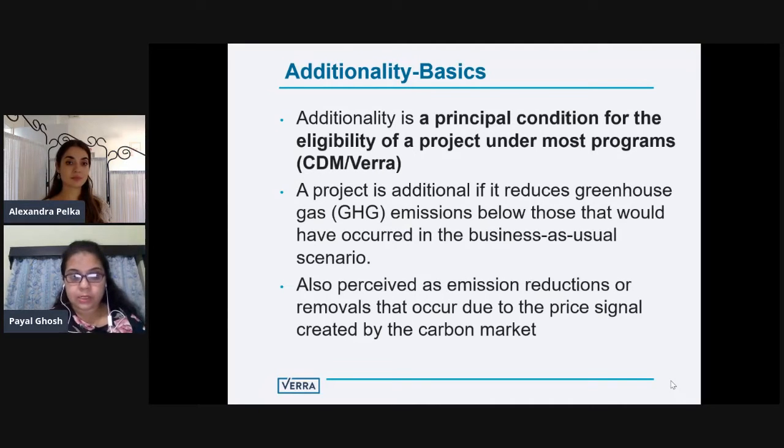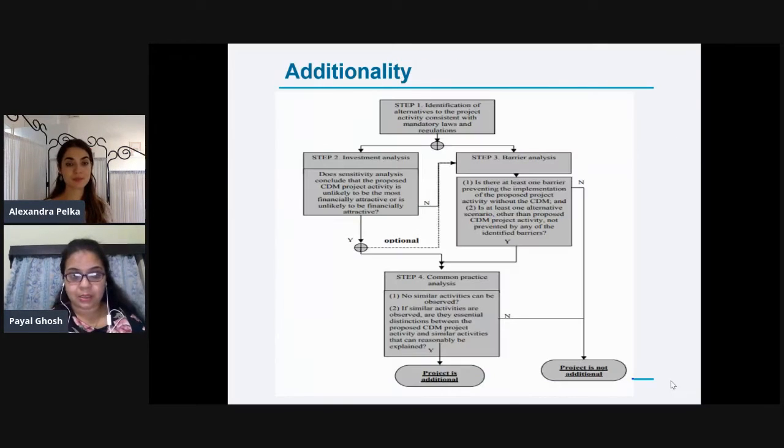But I will be basically focusing my presentation on these two programs, as I have already said. It is also perceived as the emission reductions or removals that occur due to the price signal that is created by the carbon market. So at the CDM, the executive board under the United Nations Climate Change Secretariat has provided a tool which helps project proponents or guides them to assess the additionality demonstration. It's a 4-step process, and I will go into each of these steps later. But this is just a simple flow chart which provides an overview.